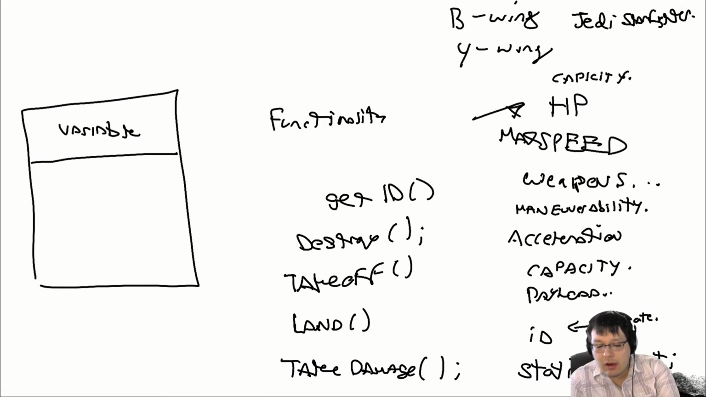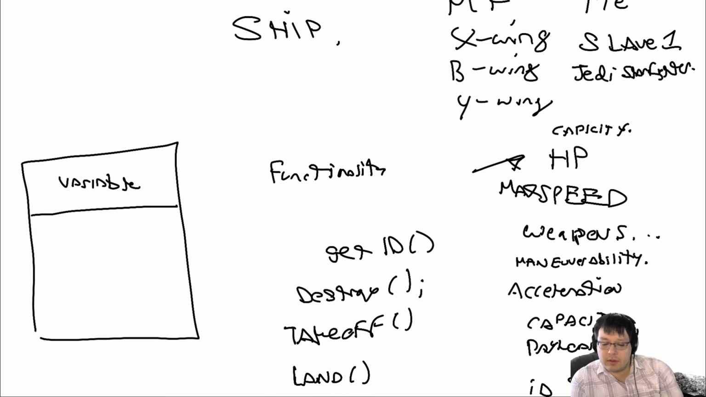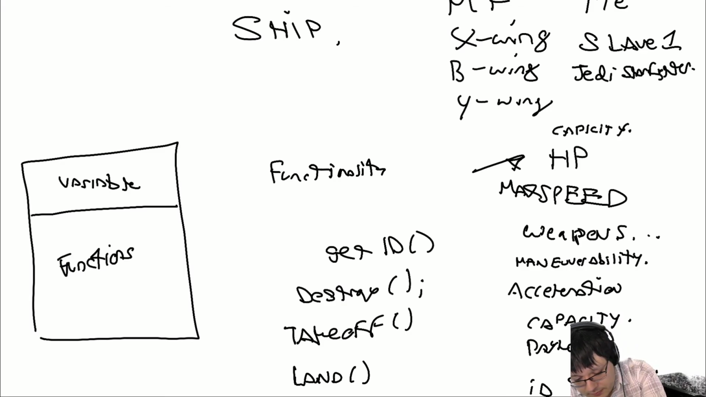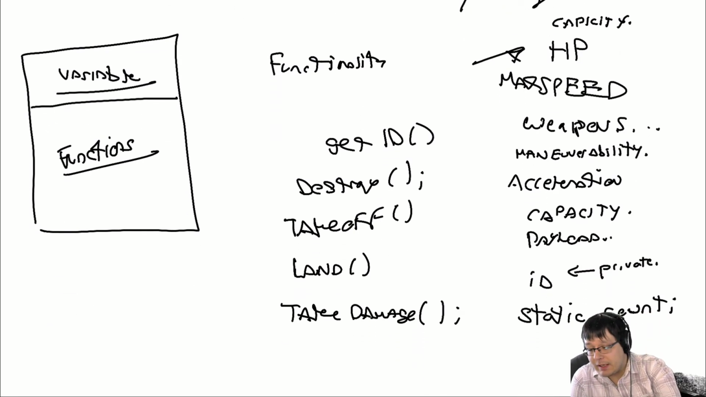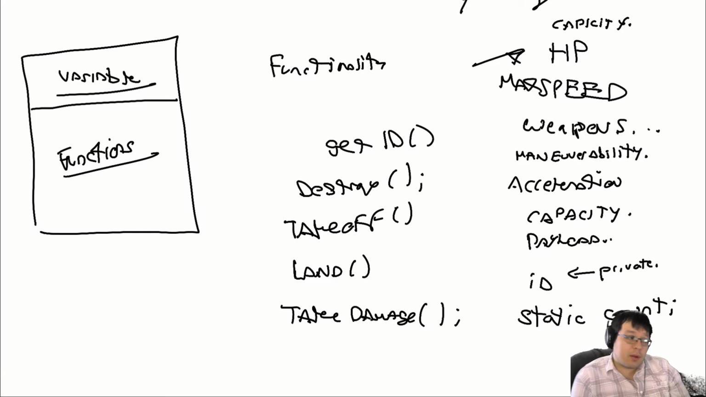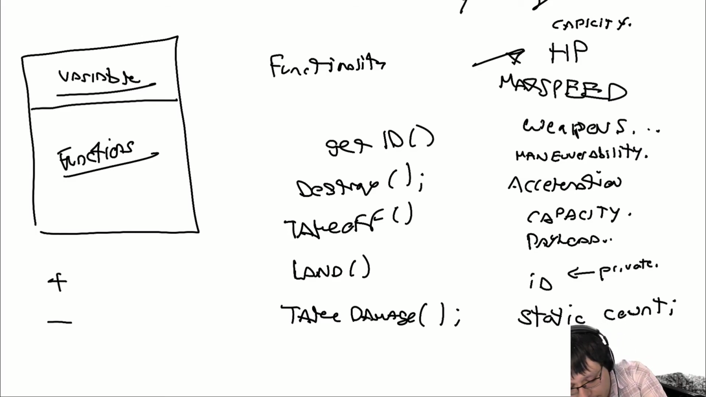So the question is, how do we actually do a UML to represent all of this? Well, on one side here we have the variables. On the side down here we have the functionality. So these are going to be your functions. The other thing that is useful to say, which I've kind of been doing so far, is whether variables are public or private. So you can do that in a UML by using the following symbols. I believe plus and minus. Minus represents private and plus represents public.